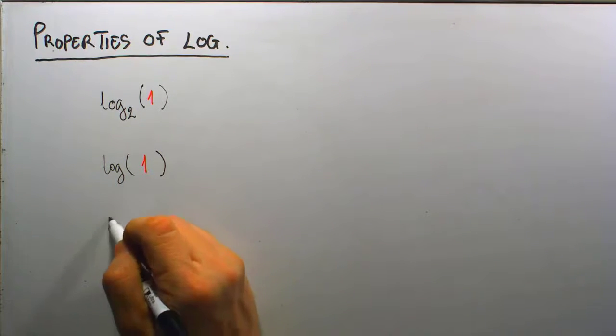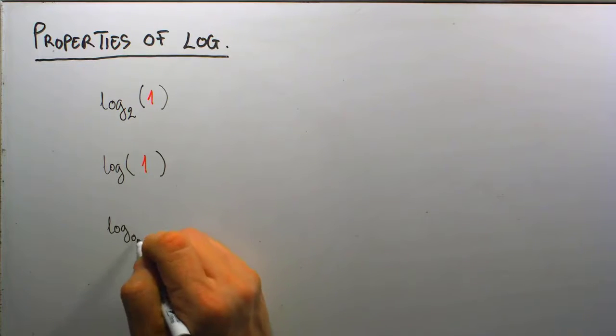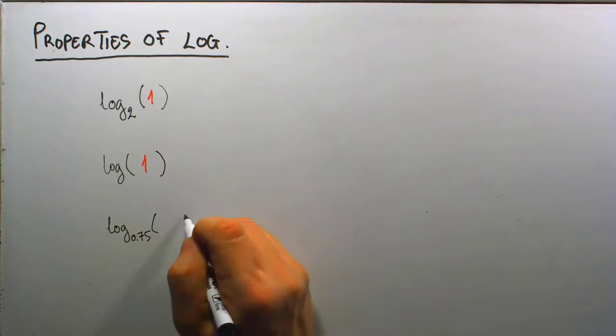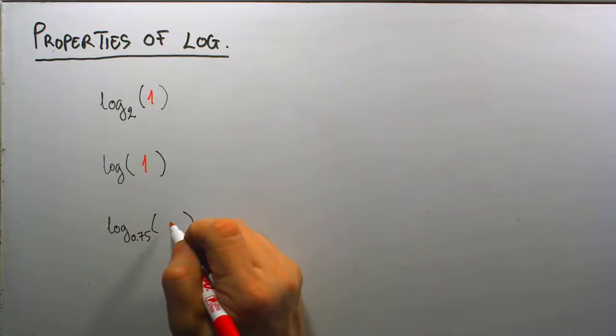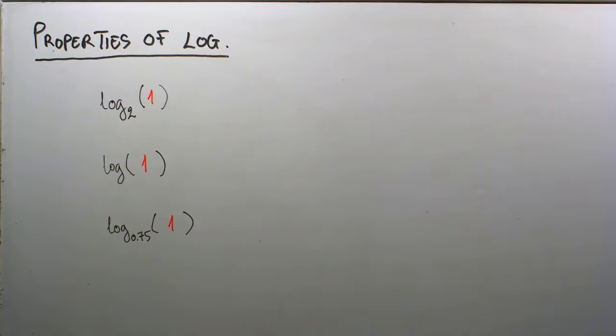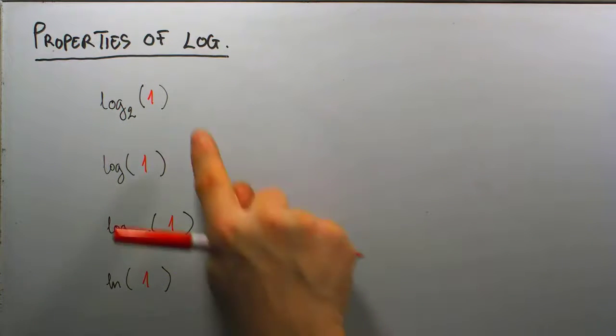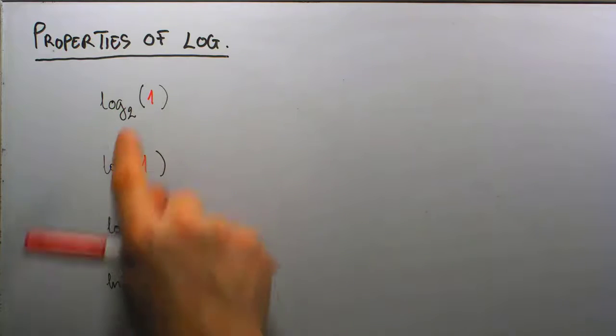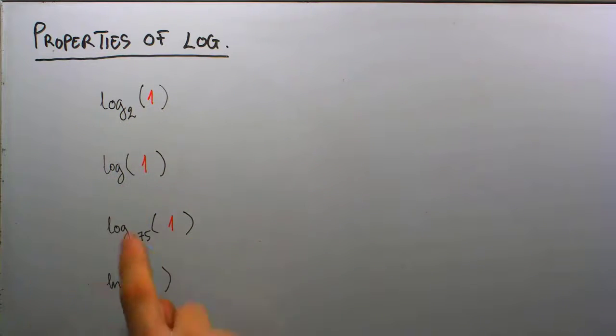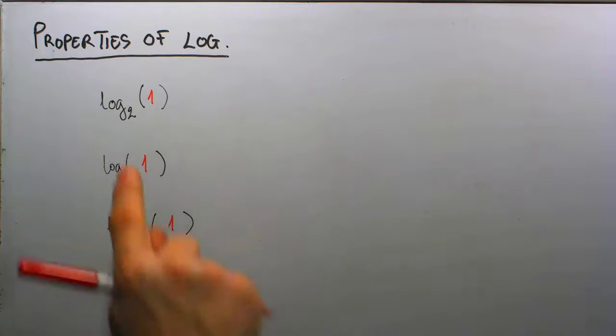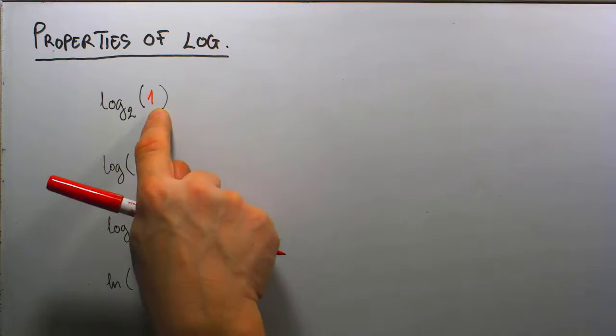And log base 0.75 of 1. And natural log, which is ln, where we write ln as log base e, of 1. So we try a few different logs with respect to different bases: log base 2, log base 10, log base 0.75, and log base e, or another way of saying this is the natural log. But these are all the logarithm operations that we take on the value 1.